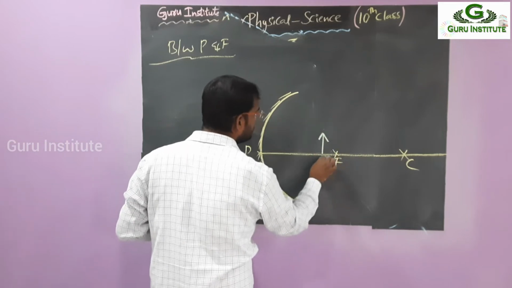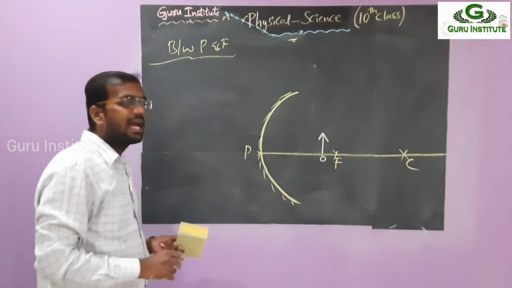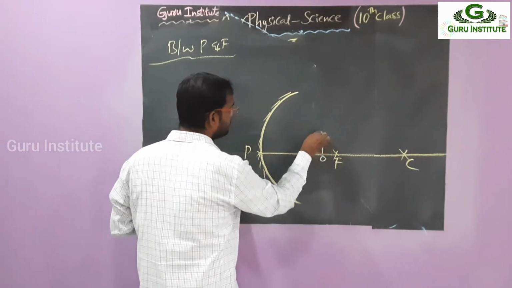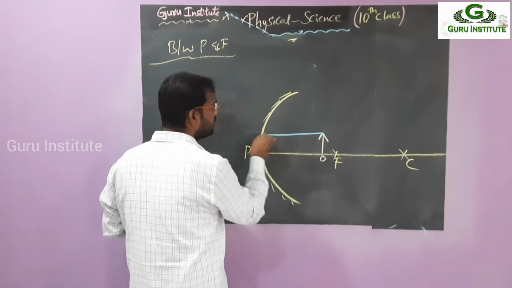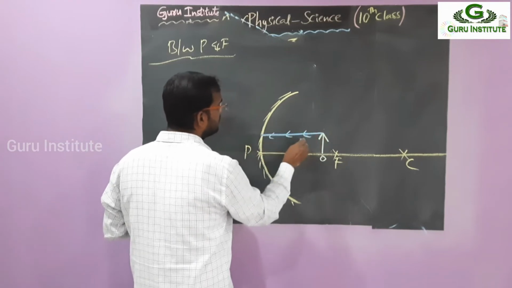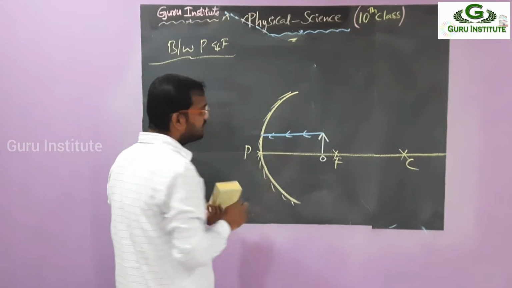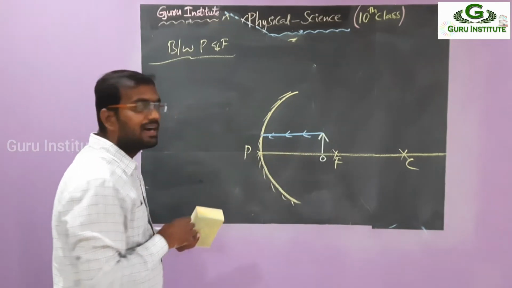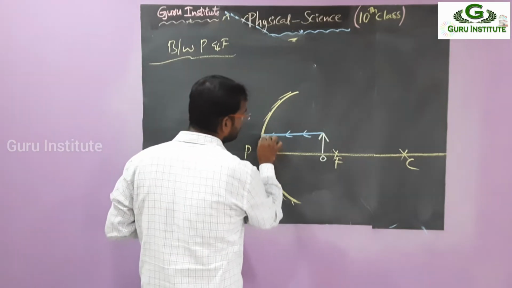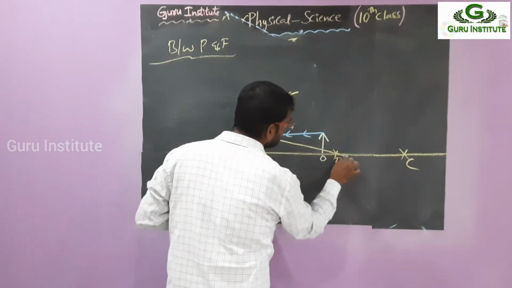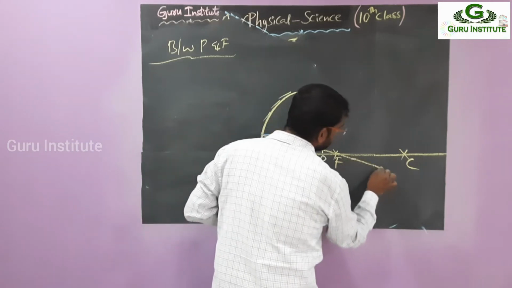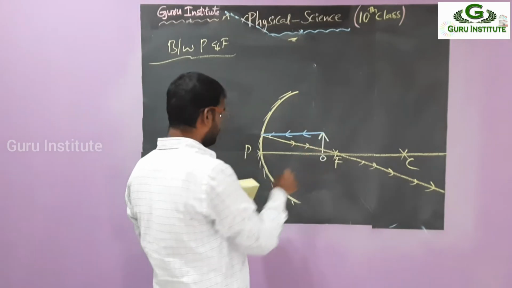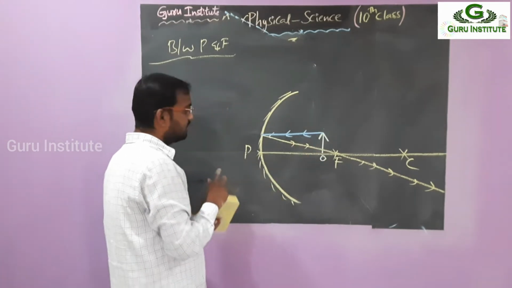This is the object. What is the first ray? Parallel to the principal axis. You can use scales for clear vision. Parallel to the principal axis, this is the incident ray. Then what is the reflected ray? Passing through the focus. So the first one is over.